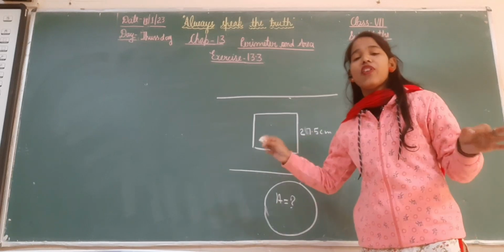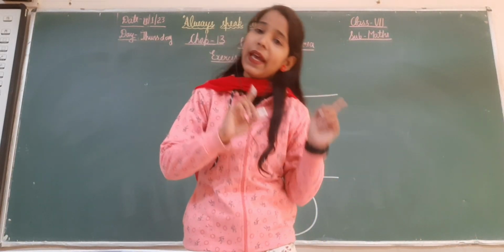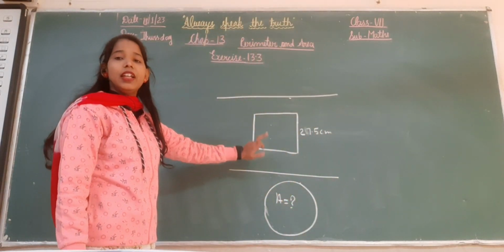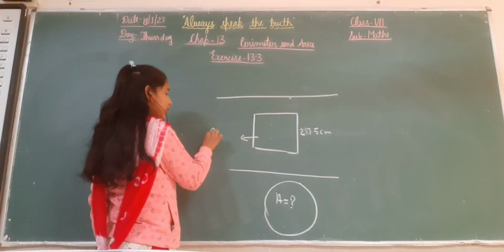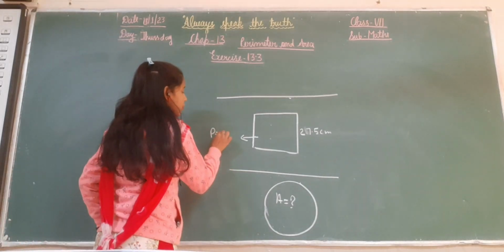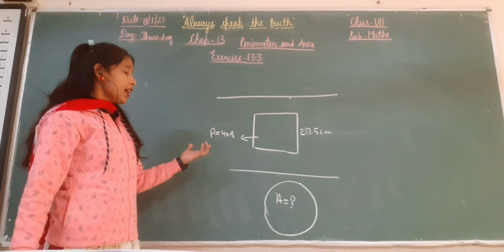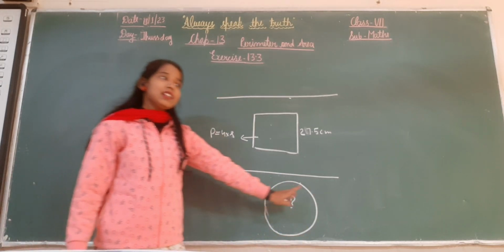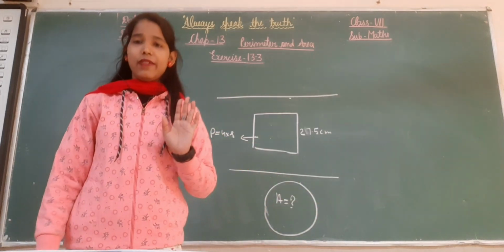That means the length of the wire is same, that is, the perimeter is same. So we will find out the perimeter from the square, and perimeter of a square is 4 into side. And जैसे ही हमें क्या मिलेगा? Perimeter. So we all know that the perimeter is the circumference. So we will find out the radius from the circumference.